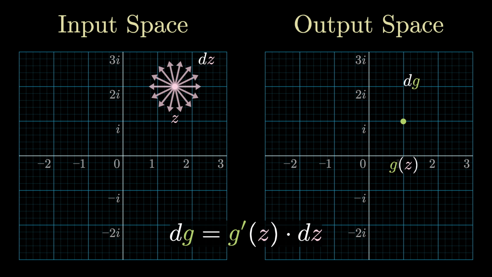Let's consider another example, g of z. Here, the scaling and rotation factor is not constant across all dg. For instance, this dg is being rotated by pi over 6 and being scaled by 2, while this dg is being rotated by pi over 6 but is being scaled by 0.5. This is what it means for a derivative to not exist at a point. Let that sink in for a bit. It's the same idea we had with the real derivative.